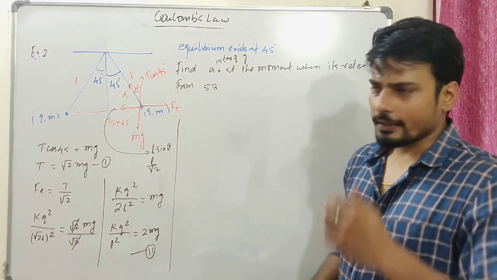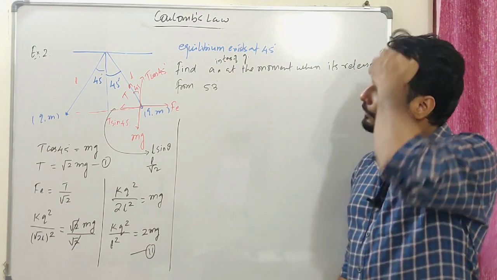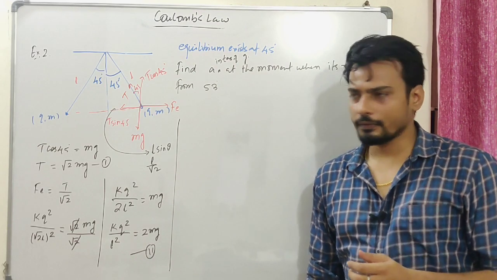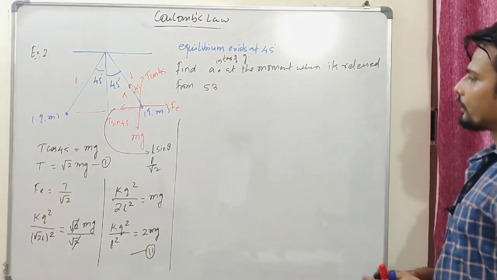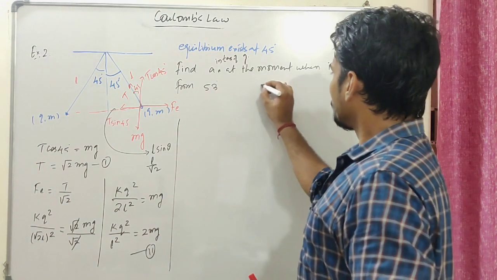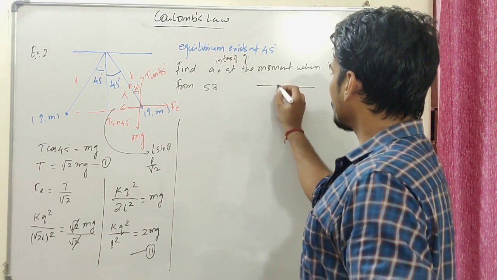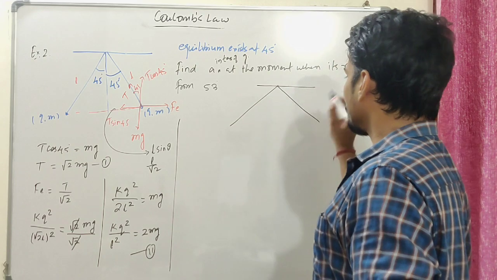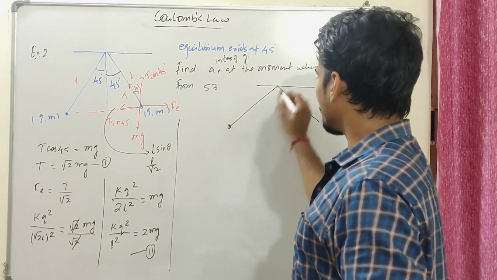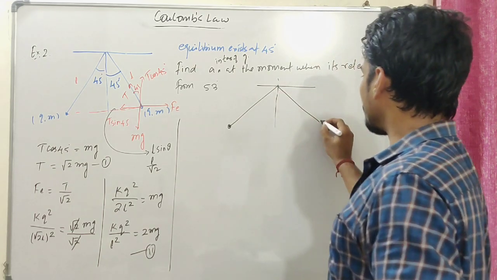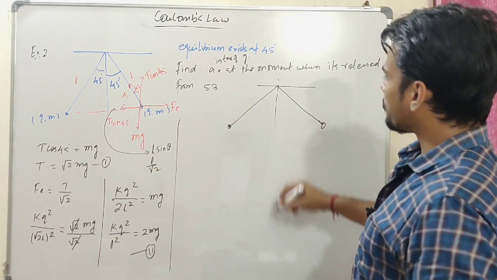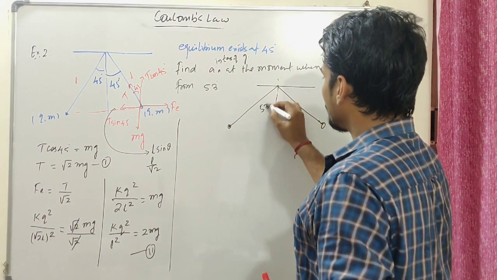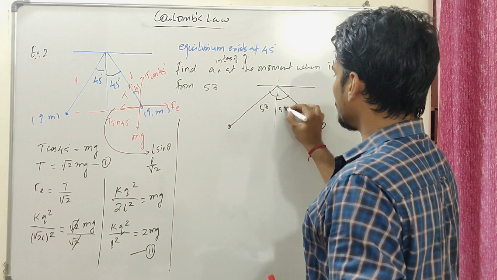Now let us look at the second part of the question, when it is released at 53 degree. Fair enough? Okay, so let me just draw the diagram over here for the releasing part of the question. Let's say the bodies are released in such a way that the angle between them at the instant of releasing is 53 degree. So let's say this is 53 degree, and of course this is 53 degree.